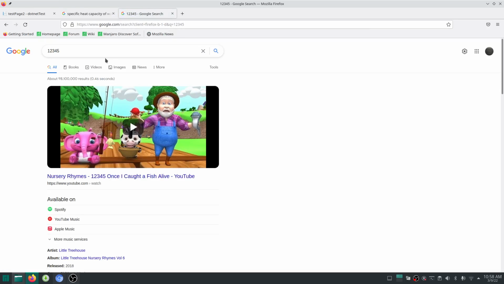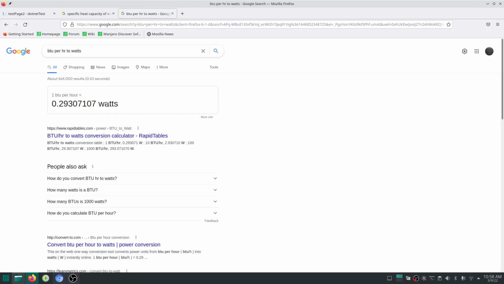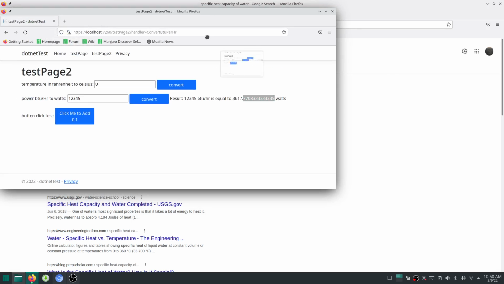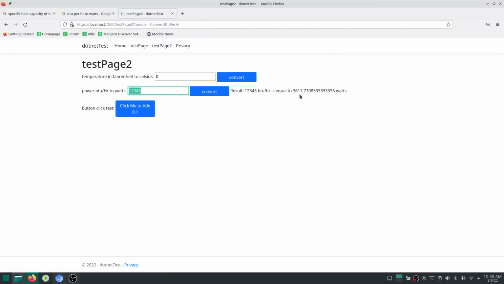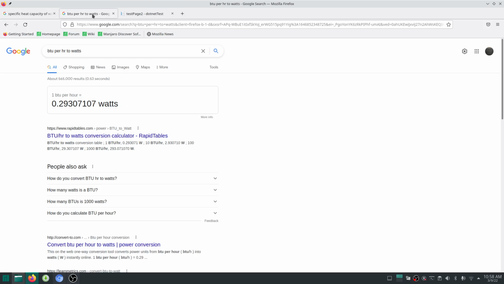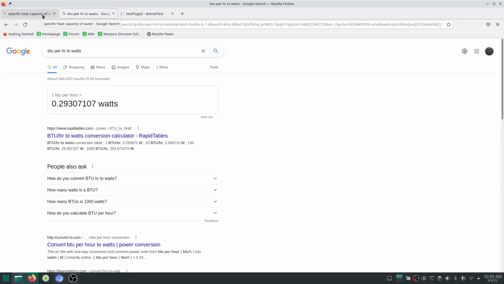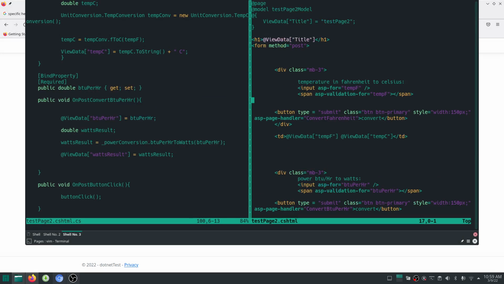Oh wow, what is this? BTU per hour to watts. Okay, so 1 BTU per hour, 0.293 watts. Oops, let me put my browser page back. There you go. Yes. So 1 BTU per hour is how many watts? Okay, 0.293055555. Well, it's not exactly the same, because there are some round off errors and everything, but otherwise it's pretty good. It's working pretty well.